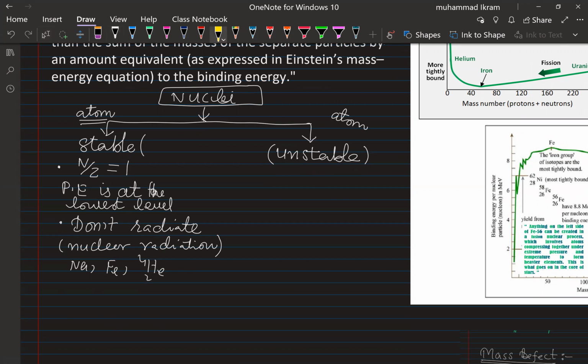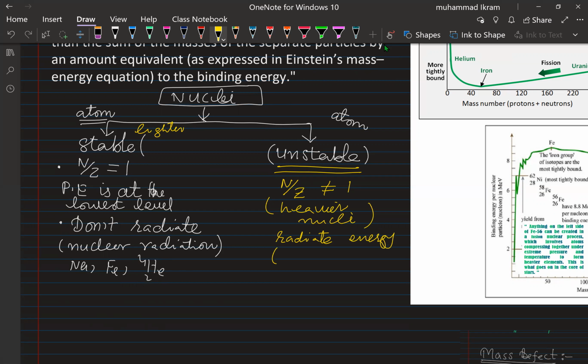Contrary to this, we have the unstable nuclei. What are the unstable nuclei? In case of the unstable nuclei, the neutron to charge ratio is not equal to 1. They are usually heavier nuclei, and they radiate nuclear radiation. I may write nuclear radiation because alpha and beta are not energy.